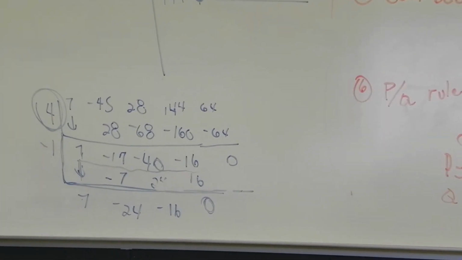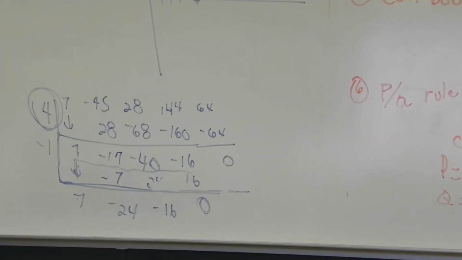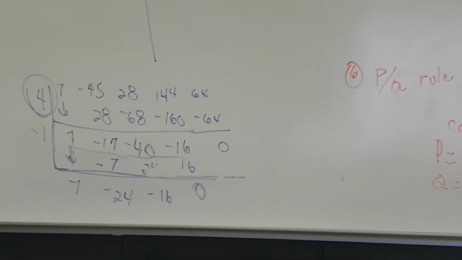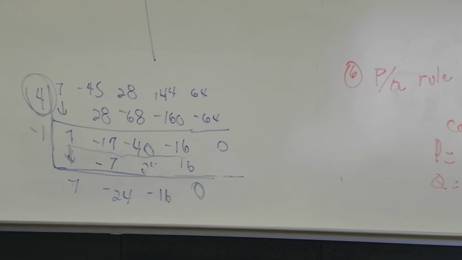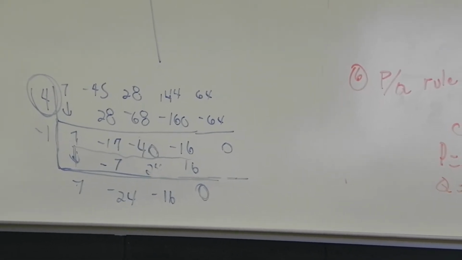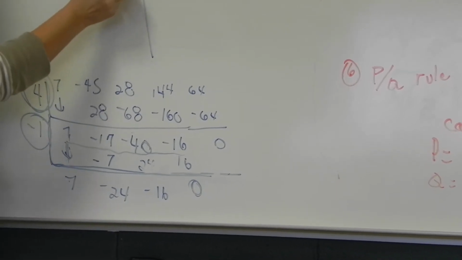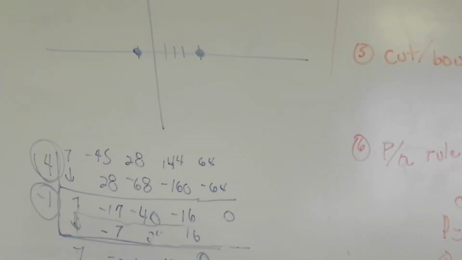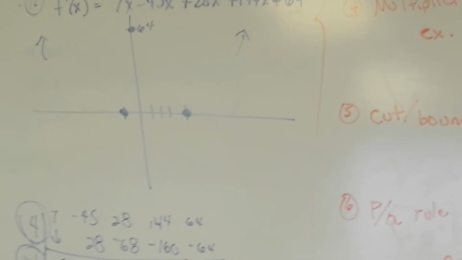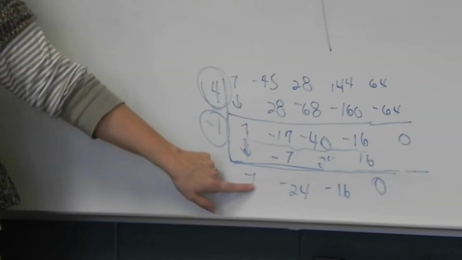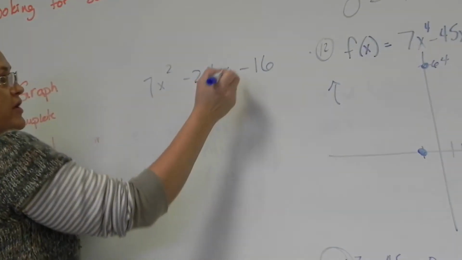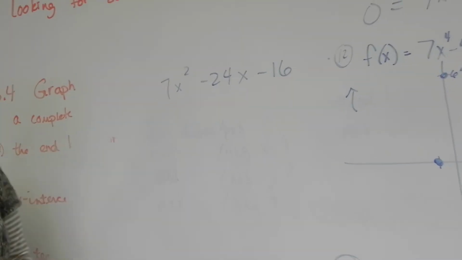This list is now 7, negative 24, negative 16, remainder 0. So I've got 3 terms, remainder 0, which means it's a perfect factor. Negative 1 is another x-intercept. Remember, each time you do synthetic division, you go down 1 degree. So it started 4th degree, then this was 3rd degree, so now this is an x squared. 7x squared minus 24x minus 16 is a quadratic.